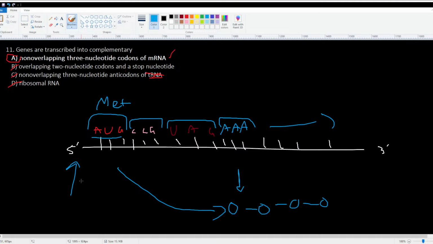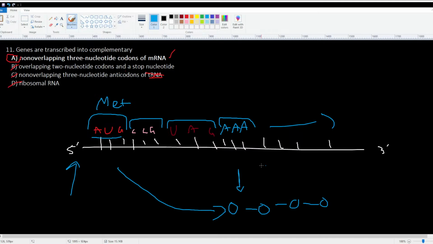Then answer C is asking about non-overlapping three nucleotide anticodons of tRNA. Well, what is an anticodon? When we go into translation, we have the tRNAs, and the tRNAs have to bind to the codons. How do we do that?